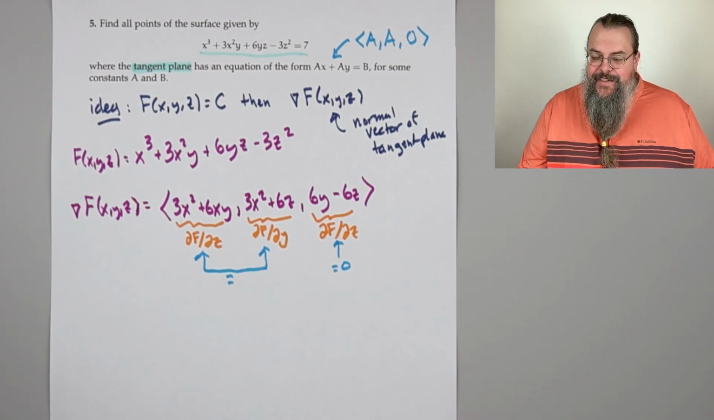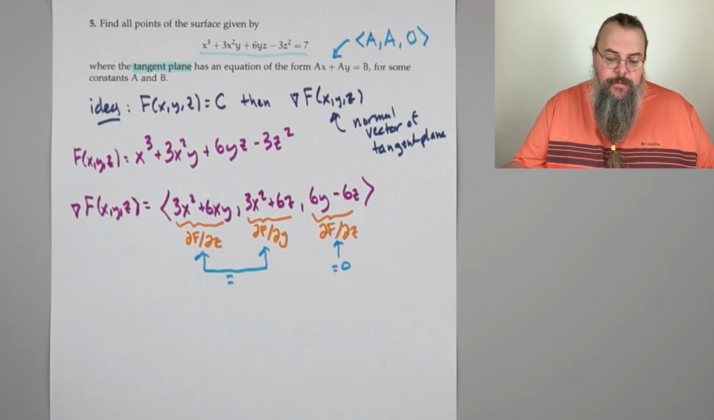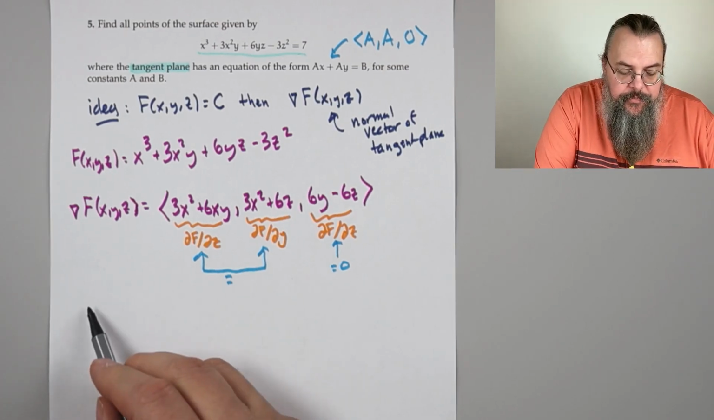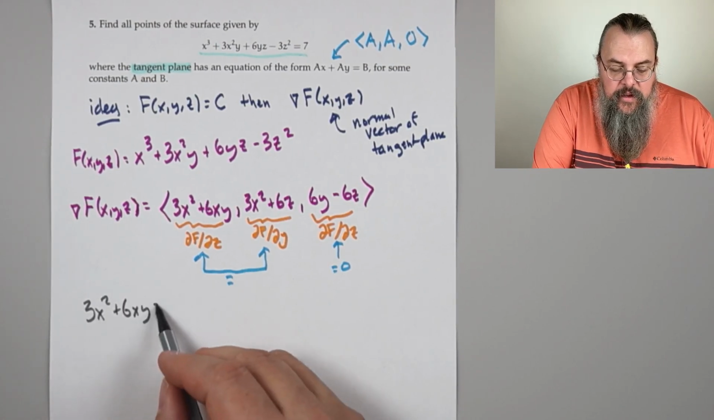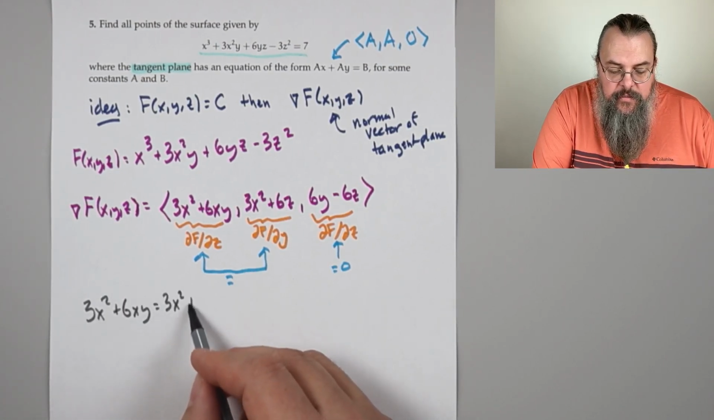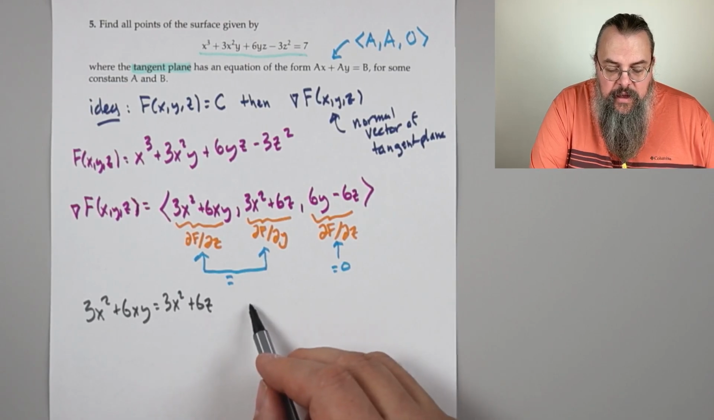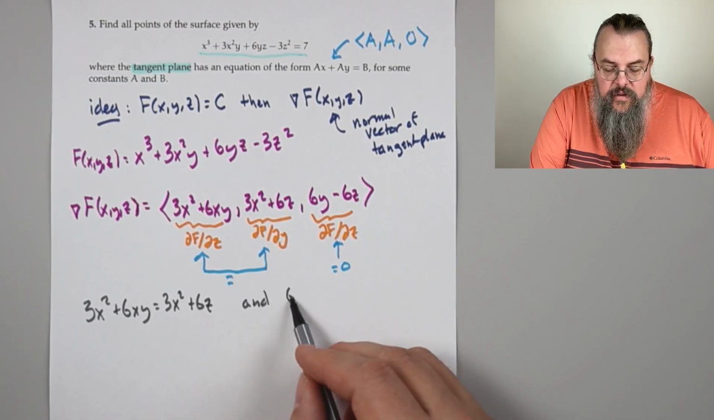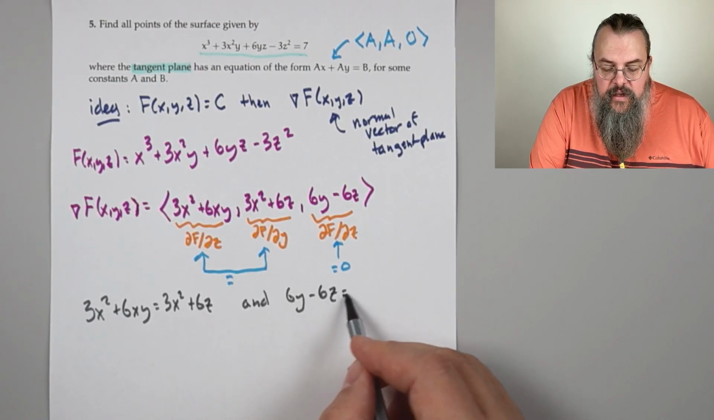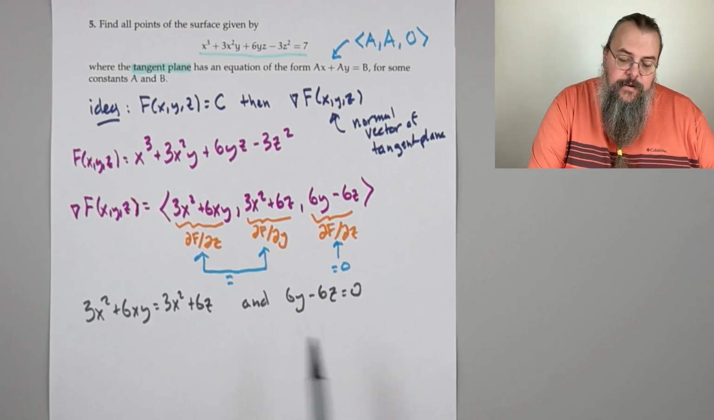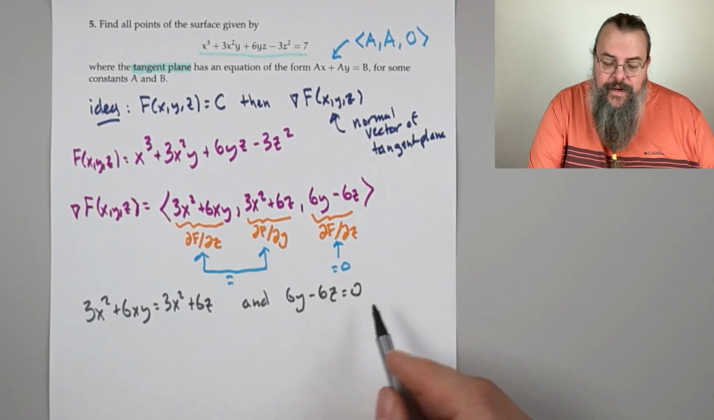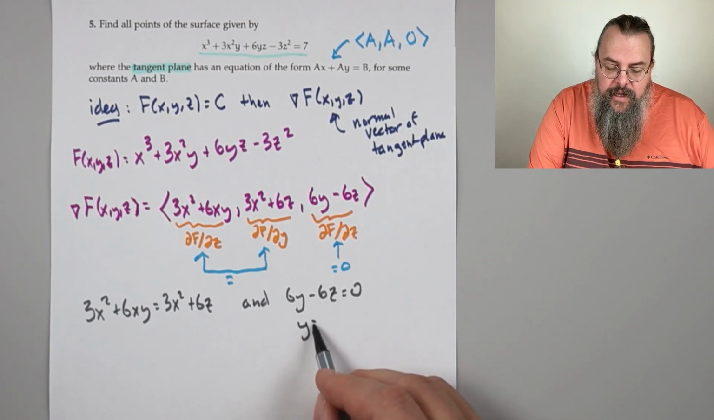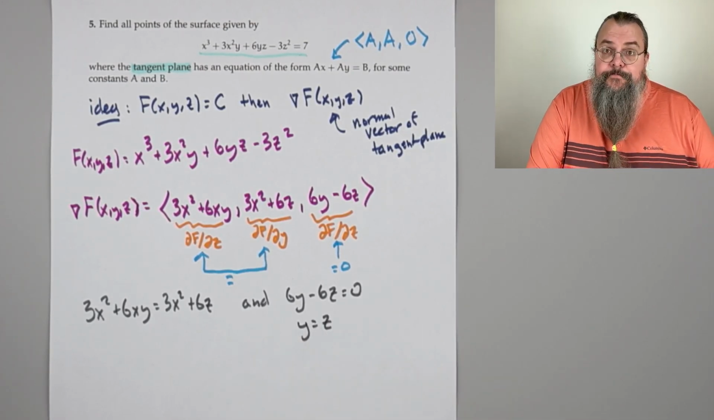So let's see what we have. We now set the parts equal. We get 3x squared plus 6xy is equal to 3x squared plus 6z. And 6y minus 6z equals 0. Now, this last equation, that's pretty quick. You move the 6z across, you divide by 6. We say, hey, that tells us y has to equal z.